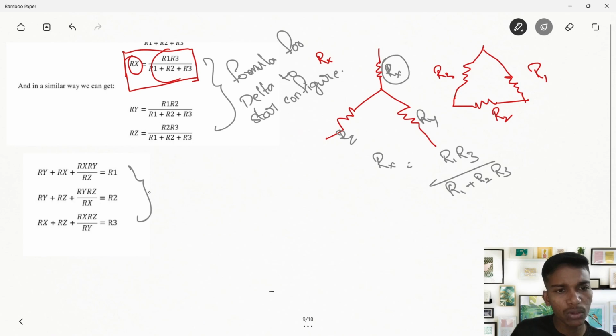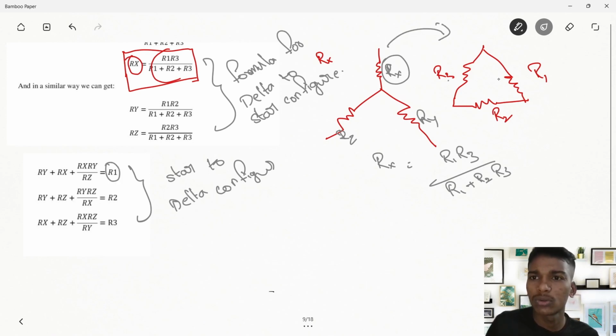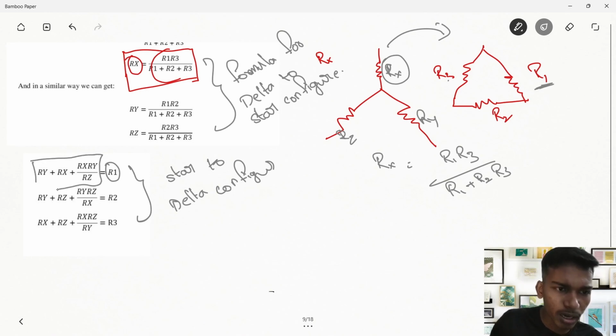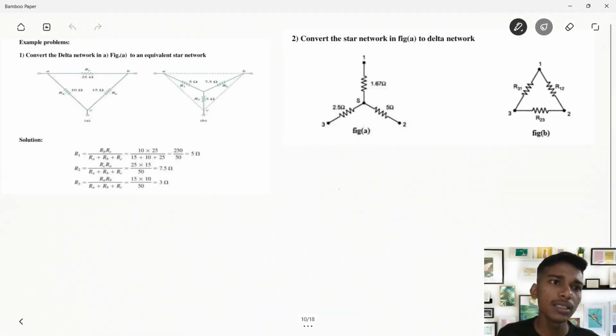And here we have formulas for star to delta configuration. Just look over here. If you want R1, converting from star to delta, we have a function in terms of Rx, Ry, and Rz. That is Rx plus Ry plus Rx Ry by Rz. These are the formulas. Just learn these formulas by heart. Then we will discuss some problems regarding these questions. Then you will get it. It's a simple topic.